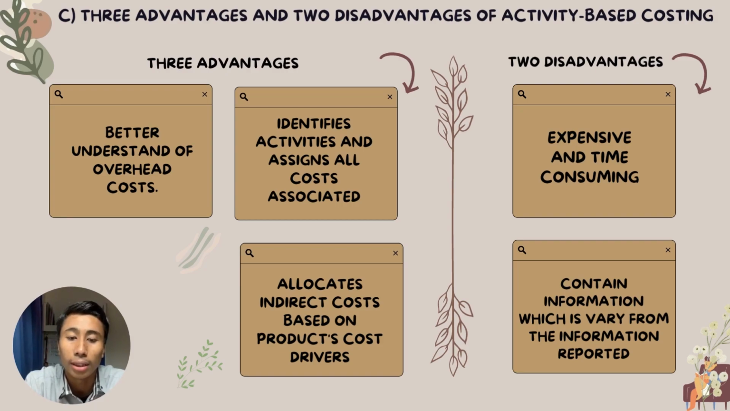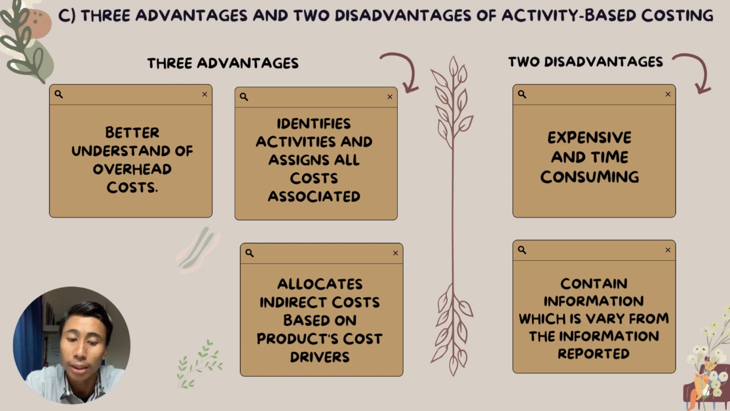The third advantage is that it allocates indirect costs based on product cost drivers. As costs are allocated per product, this will give indication of the performance of the business process, whether performing well or need to be improved. Further, ABC is used to identify non-value-added activities and assists in allocation of resources for efficient and profitable activities.